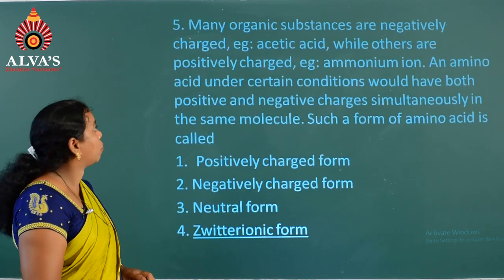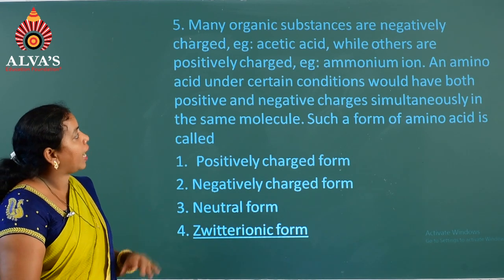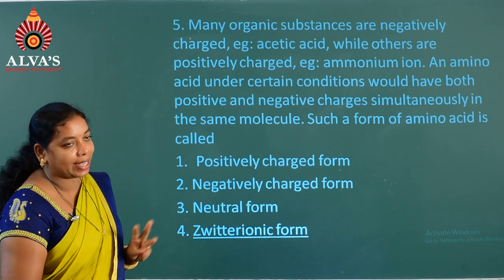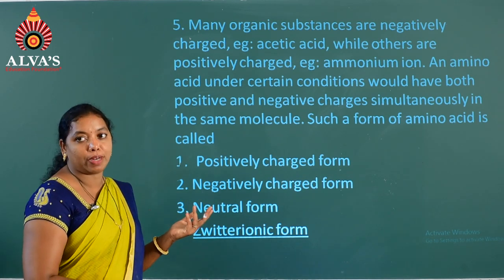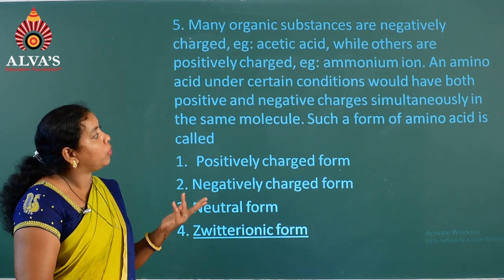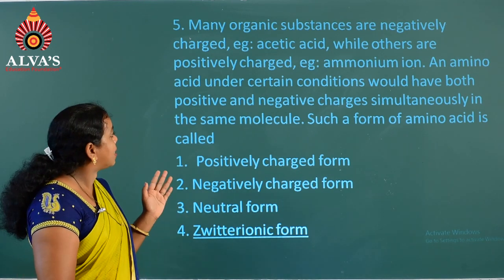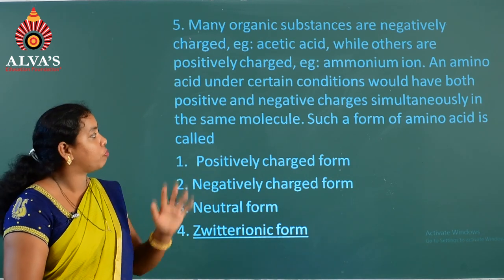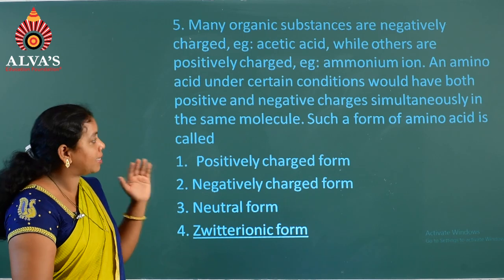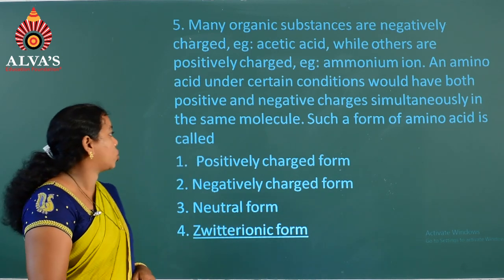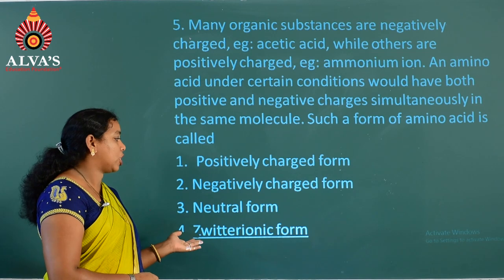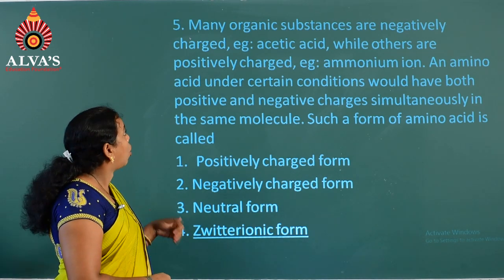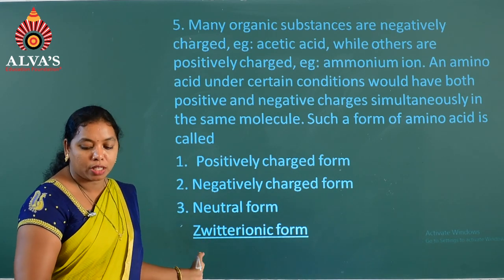Moving on to question number 5. Many organic substances are negatively charged, for example acetic acid, while others are positively charged, for example the ammonium ion. An amino acid under certain conditions would have both positive and negative charges simultaneously in the same molecule. Such a condition of the amino acid is called a zwitter ion. That is the zwitterionic form. So the answer for question number 5 is the fourth option.